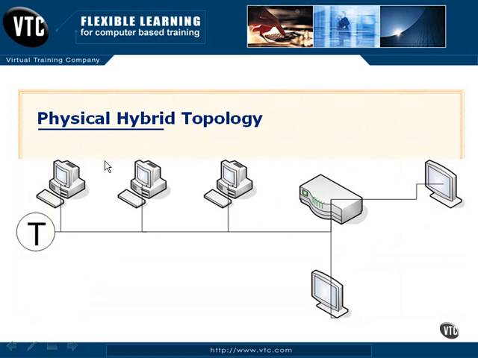Our final physical topology is the hybrid topology, and it is probably going to be what you'll run into the most. In this example, we see a physical bus connected through a central connecting device to other computers that are considered to be in a physical star topology. So we can combine any of our physical topologies to create a hybrid topology. This should give you a pretty good idea of how physical topologies look once your network's put together. Next, we'll cover logical topologies.